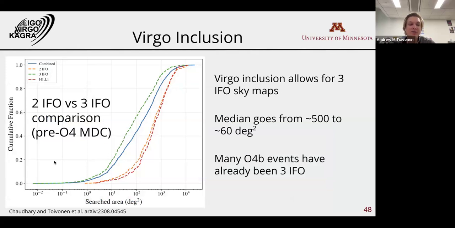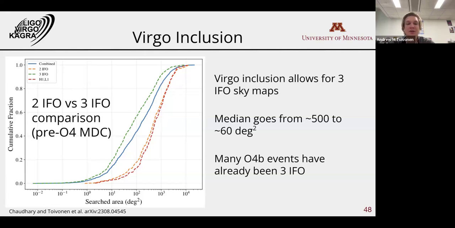So right here, you can see this was from a simulation campaign, our paper here. You can see the 3 IFO in green versus the 2 IFO in orange. You can even just look at the red line for specifically H1L1. And you can see how this is a large difference. The median here, if you're looking at the cumulative fraction of 0.5, goes from about 500 square degrees to 60 square degrees. So it's a whole factor of 10 just for including Virgo, which is super important for us in terms of multi-messenger searches.